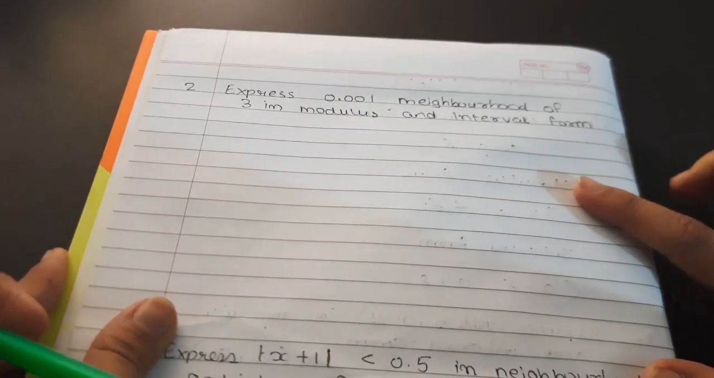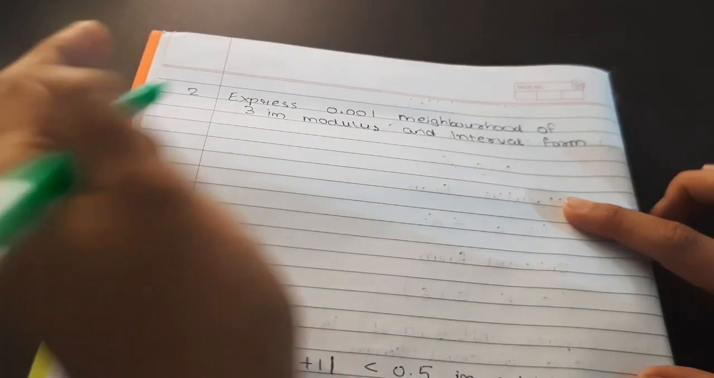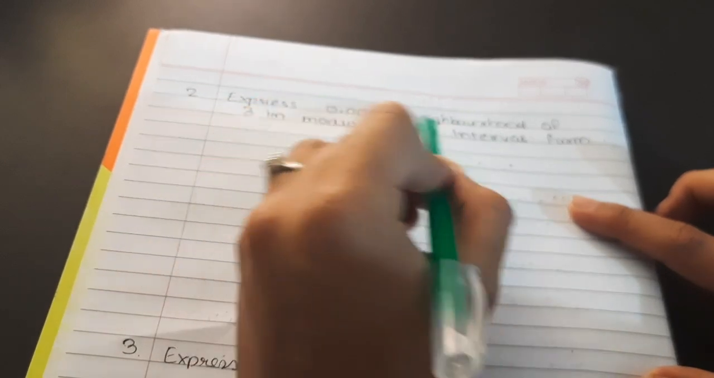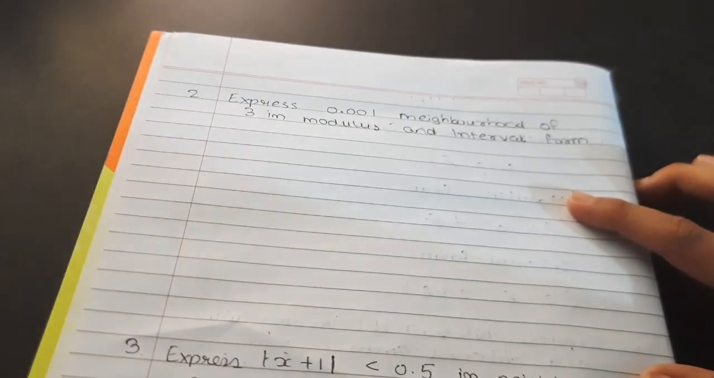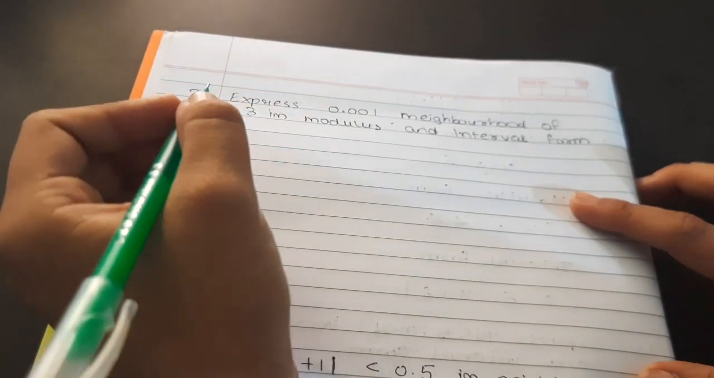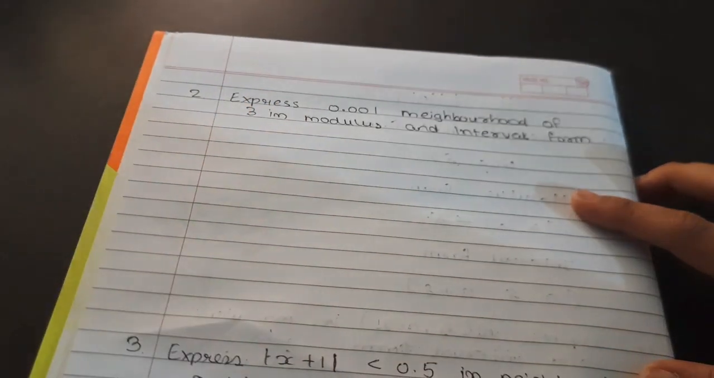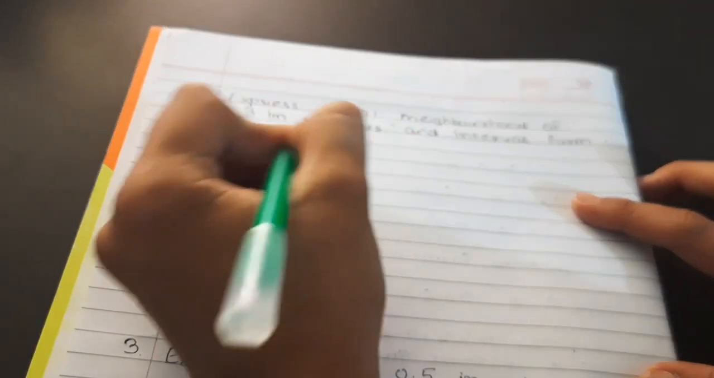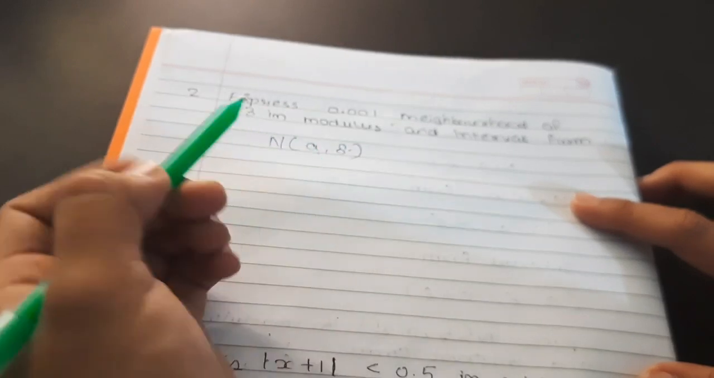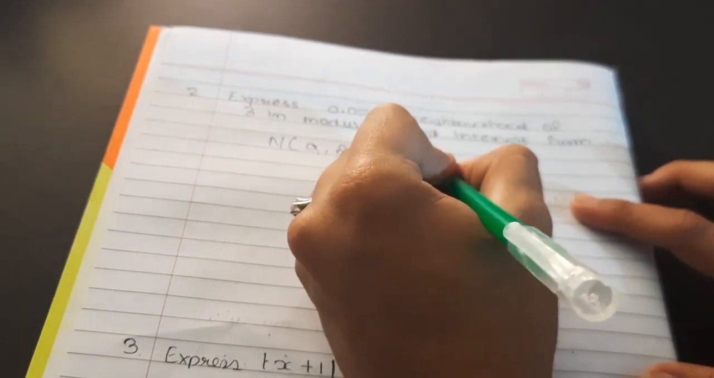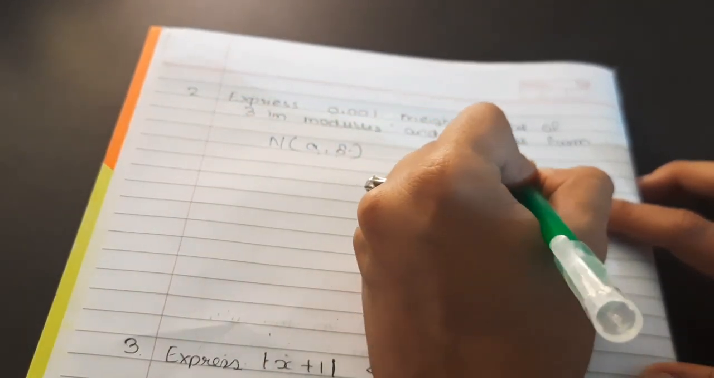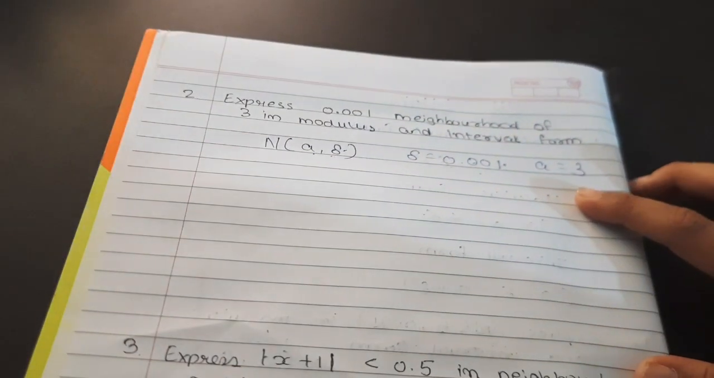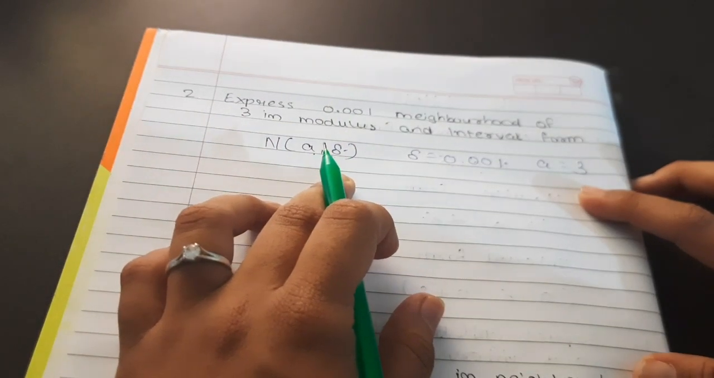So in our second example, we are given 0.001 neighborhood of 3, and in modulus and interval form we have to express. So we are given again in neighborhood form. So as I said, how to pronounce the neighborhood form? We pronounce it like delta neighborhood of a. So first we are given with delta, that is 0.001 and a indicates 3. Okay, so first we have got these two.